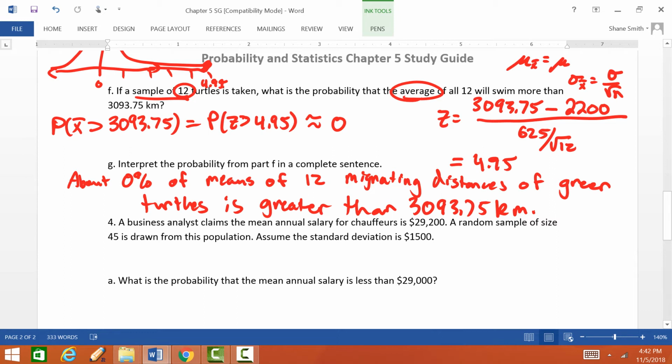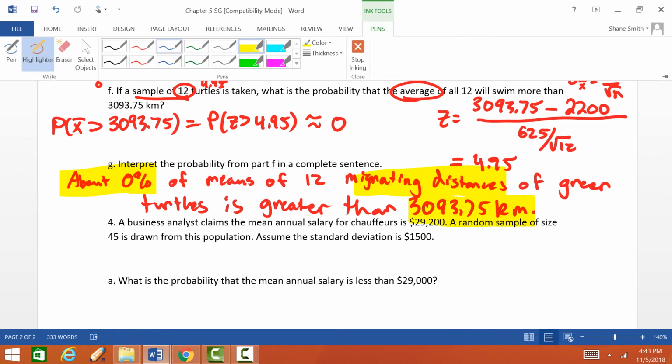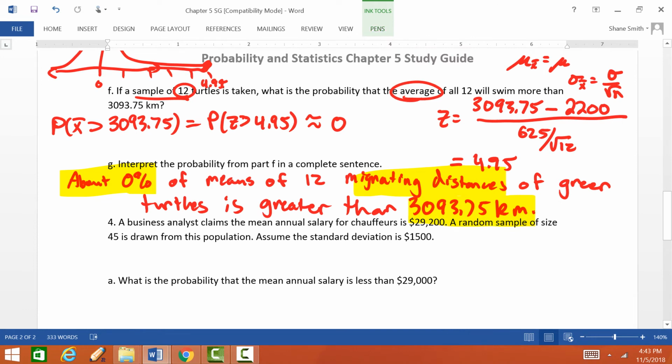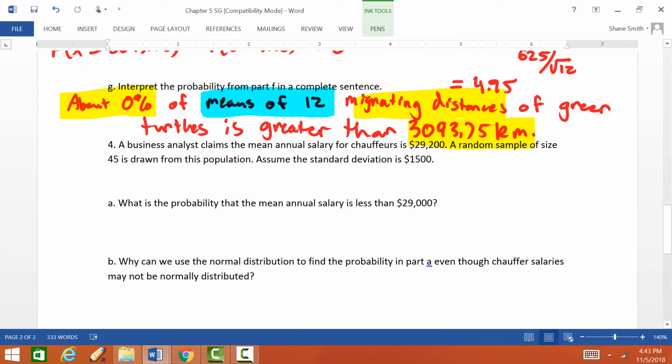That sounds good. Remember when you write this sentence, you have the percentage. You talk about what you're actually talking about. So we're talking about the migrating distances of green turtles specifically, and it's greater than this amount. But don't forget to mention that you're talking about the mean when it is about the mean. So we're talking about the mean and specifically of 12. So that's important. People forget that you're interpreting something about the mean. So if you're interpreting something about the mean, mention the mean.